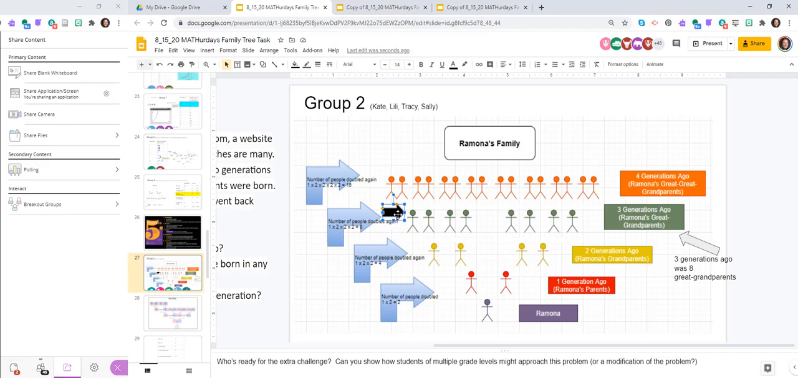How about someone from group 2? Feel free to turn on your microphone and use that little arrow, or I'll move it for you as you count. But let's count all the people that are in generation 3.